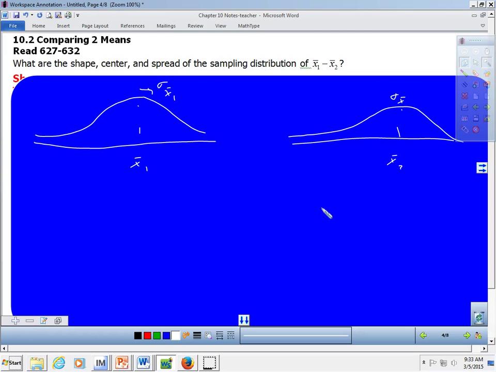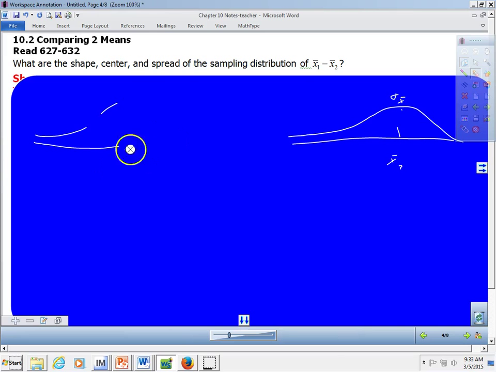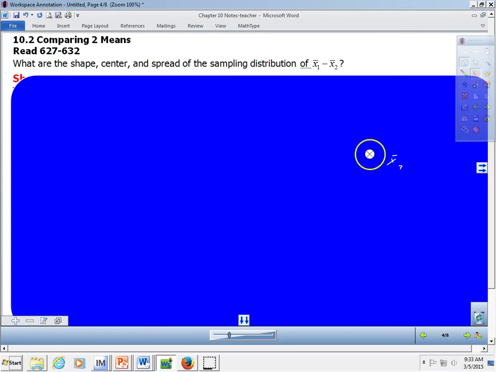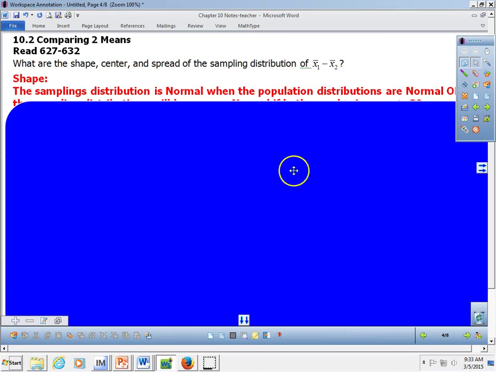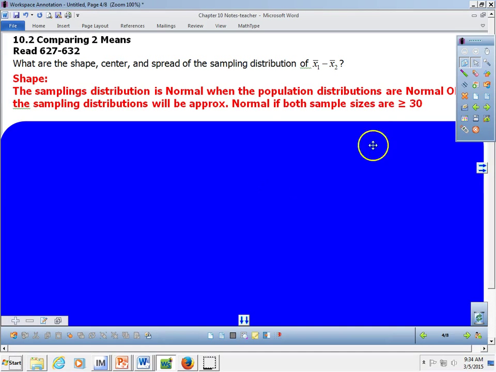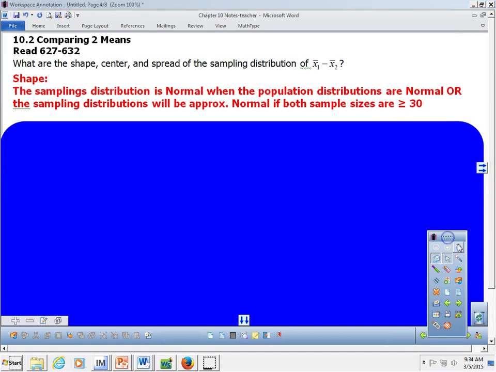So we have to think about how we combine everything once we create our new sampling distribution for our differences, okay? So, shape. Well, like before, normal going in means normal coming out. So if our sampling distributions are individually normal, then the combination sampling distribution will also be approximately normal. Sorry, I keep saying normal, but approximately normal, okay?